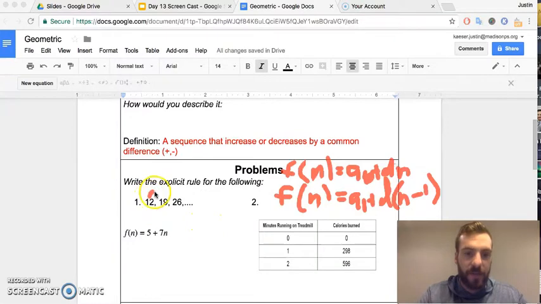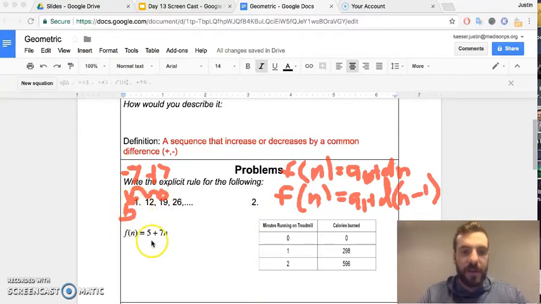So what's happening here? Well, we're increasing. This is plus 7, so to work backwards, that's minus 7. 12 minus 7 is 5. So we're starting at 5, adding 7 every time. Plus 7, plus 7, plus 7. If I wanted to find the 20th term, I'm just adding 7 20 times. That's how this equation works.